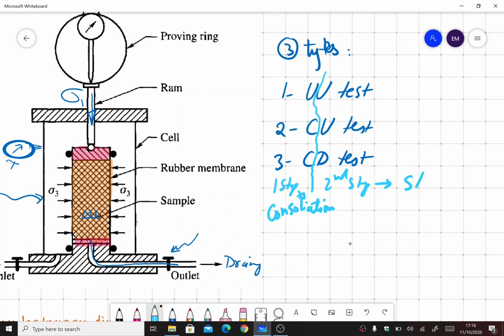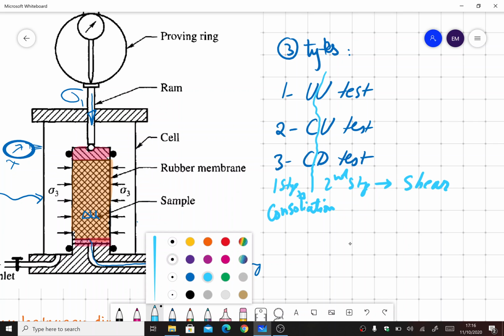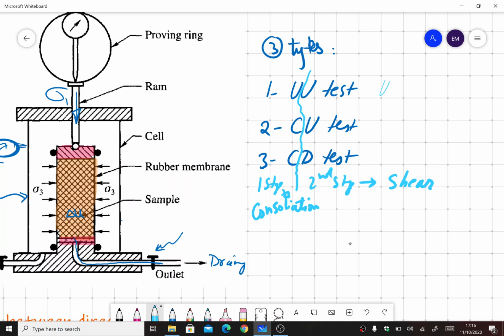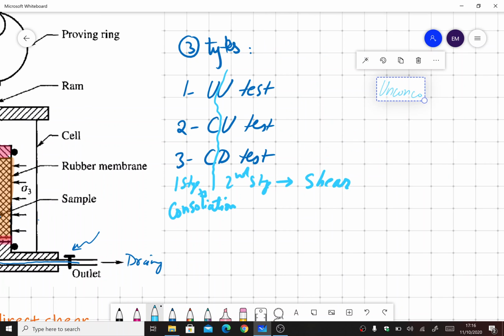Okay, so the first test, UU, let's use a thinner pen line so that it's easier to write. It's called unconsolidated.